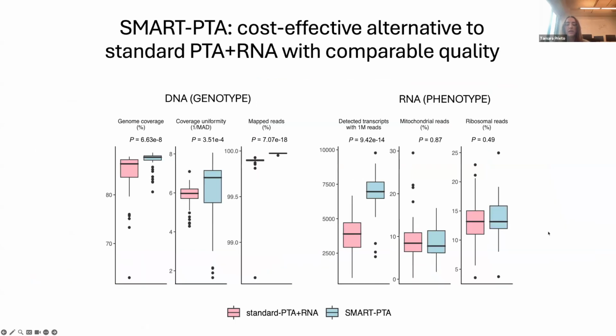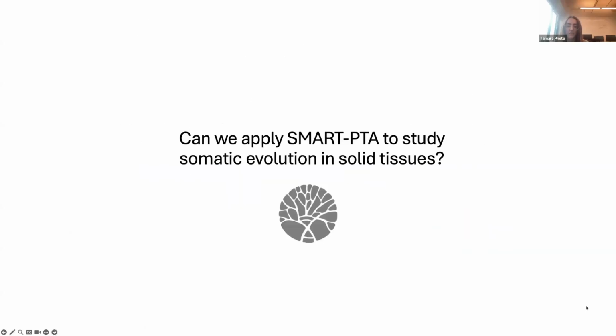We then performed a quality control of 50 cells from the standard PTA plus RNA protocol versus 50 cells from our SMART-PTA protocol, and we show that our whole genome sequence at 15x provided coverage for around 90% of the genome with good uniformity, and our number of transcripts per cell was higher than 5,000 with comparable proportions of mitochondrial and ribosomal reads as a standard PTA plus RNA. So this way we obtain a cost-effective alternative.